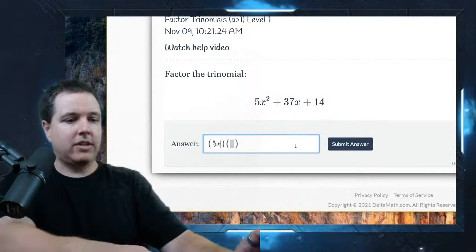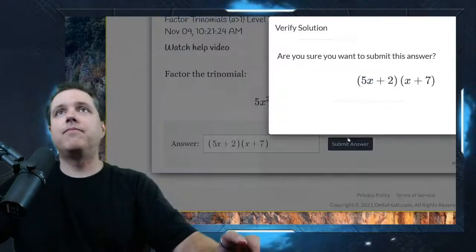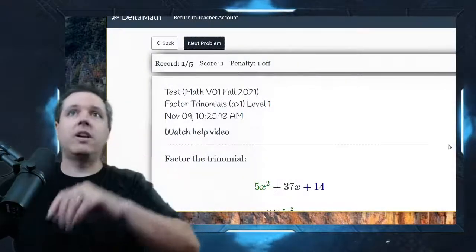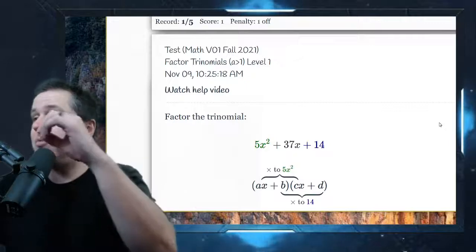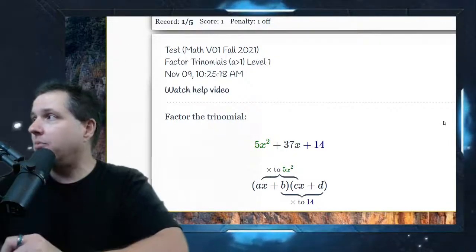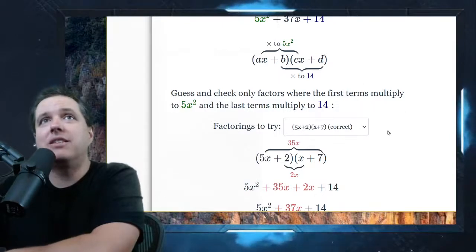Was it 5x plus 2 and then x plus 7? Got it right. See how they don't have that big x there anymore? Because it's not that simple. Multiply to this number and add to this number. It's more complicated than that now. You have to think about the combinations of things.